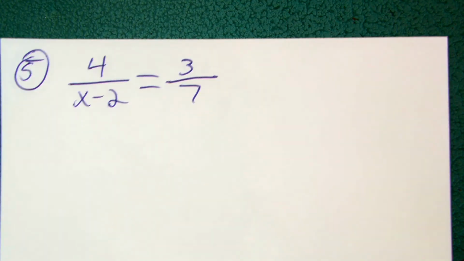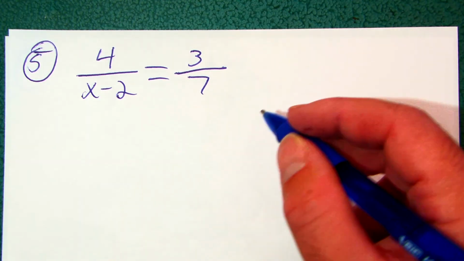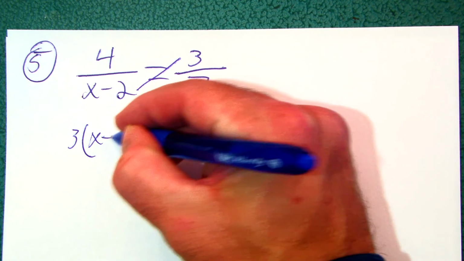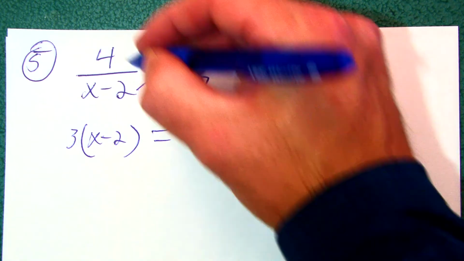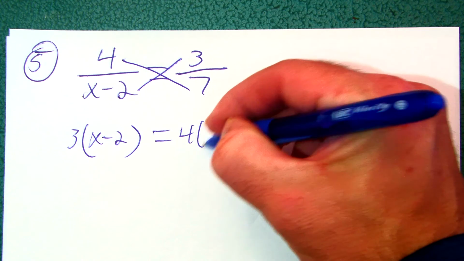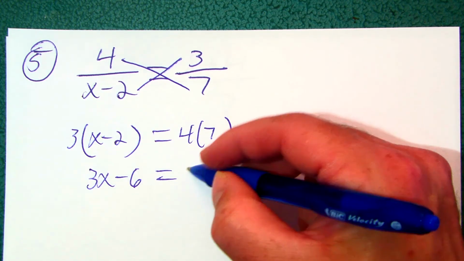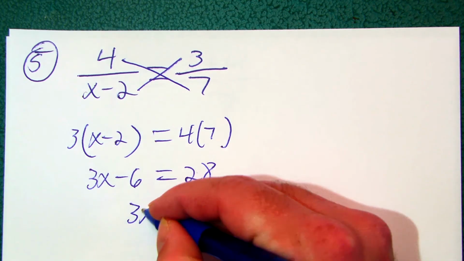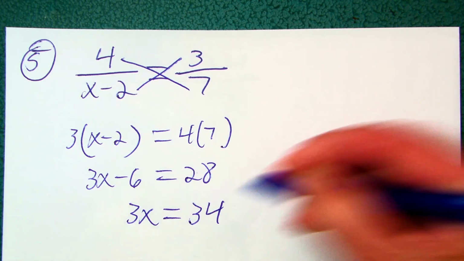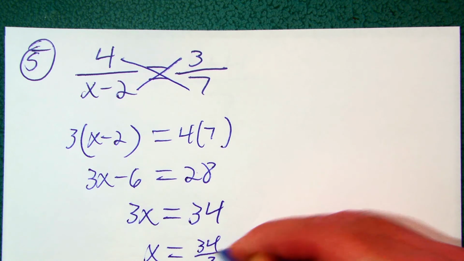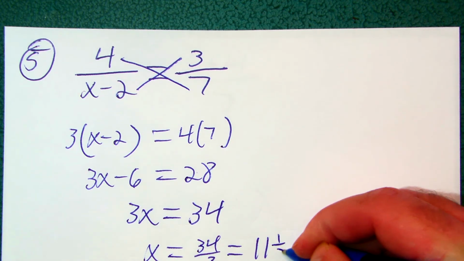So again, moving on here with solving some more proportions. Cross multiply is your first step. So 3 times x minus 2 equals 4 times 7. So that's going to give me 3x minus 6 equals 28. So 3x equals 34. So x is going to equal 34 thirds or 11 1/3.